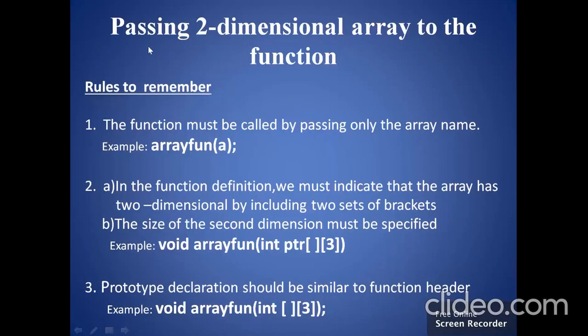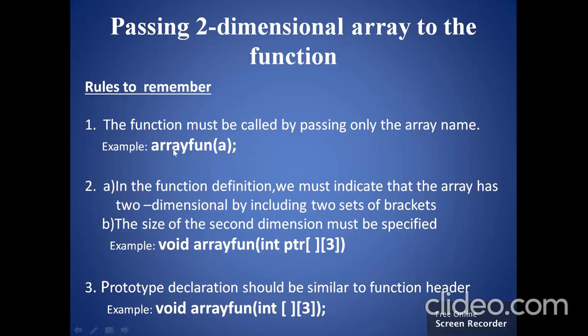Next, we will see how to pass a two-dimensional array to the function. Here also, we have to remember some rules. At first, rule number 1: the function must be called by passing only the array name. For explaining this statement, consider the example array fun. Inside the bracket we put a, then a semicolon.